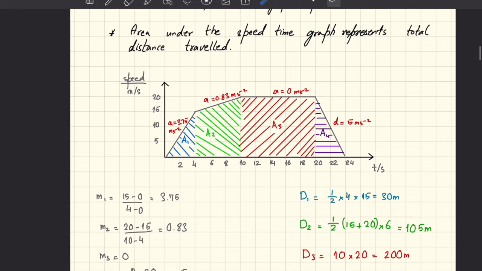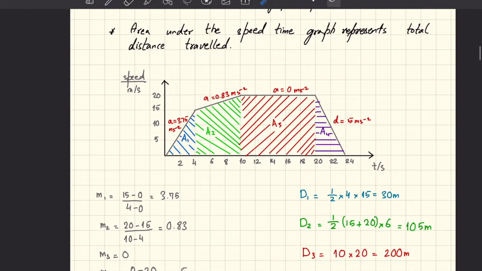Similarly, I can take any particular section of line over here and find its acceleration. Over here, you can see it's a flat horizontal line. That means the acceleration must be 0 for this time interval. And if the graph is coming down, I know it must be decelerating. So when I calculate the gradient, it will come out to be negative, which means it is decelerating, and I can calculate the deceleration.